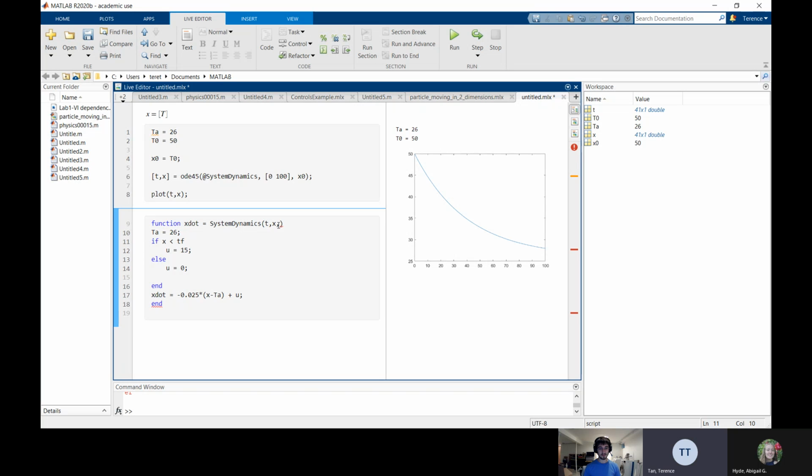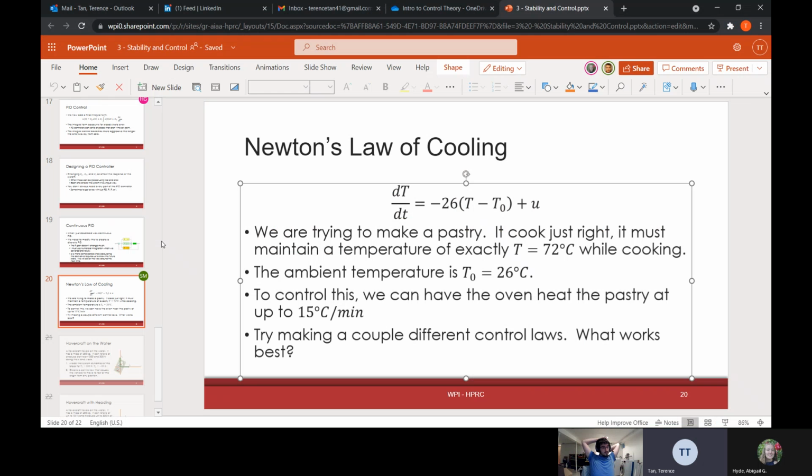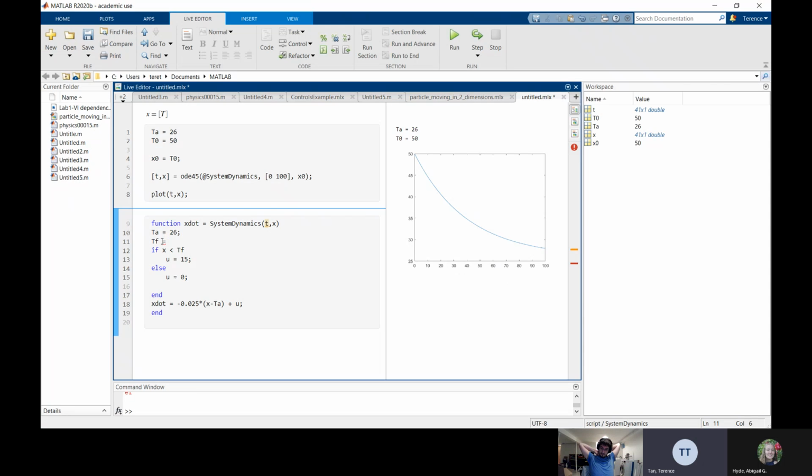Yes. And we also have to tell it its desired temperature. TF equals 72. Initial temperature is this ambient.